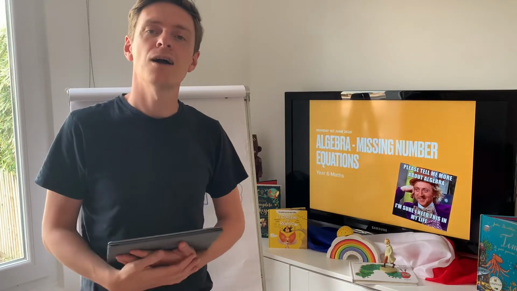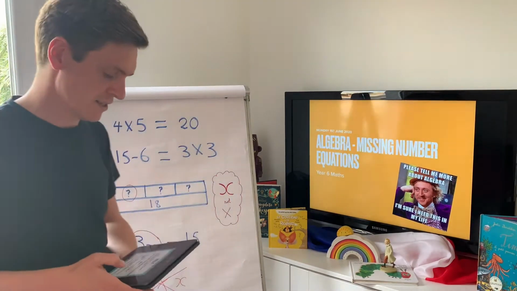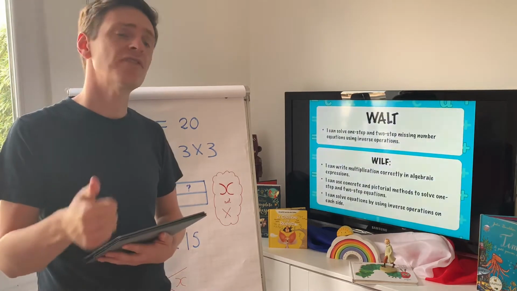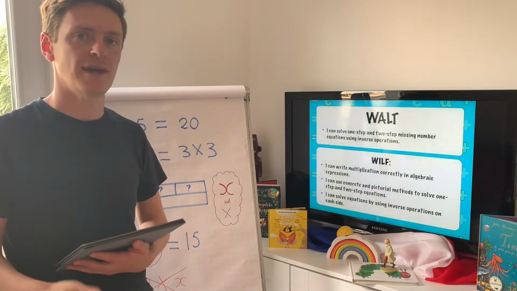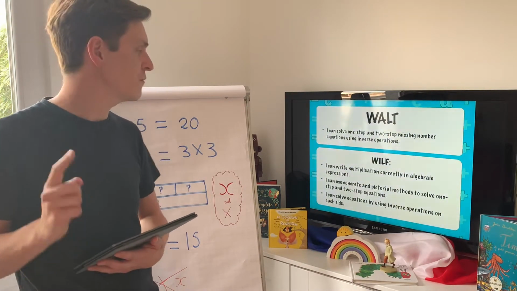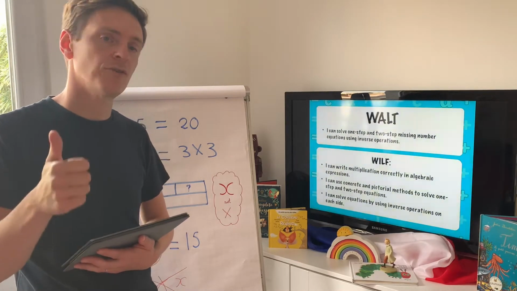Thanks, Will. So now we are going to get started with the lesson. What we're learning today is solving one-step and two-step missing number equations using inverse operations. A few important words in there, particularly the first one, equations, which I'll talk about first. We're also going to write multiplication correctly in algebraic expressions, and again I'll talk a bit about that.